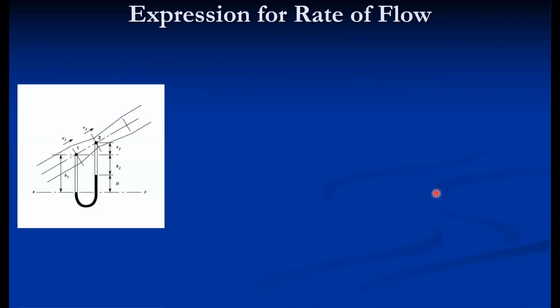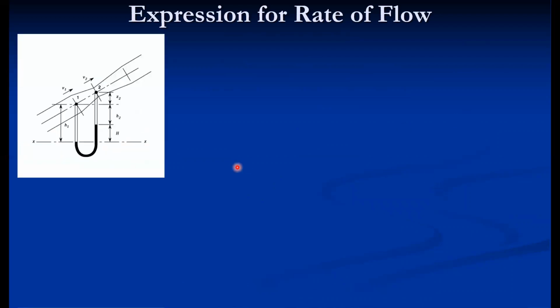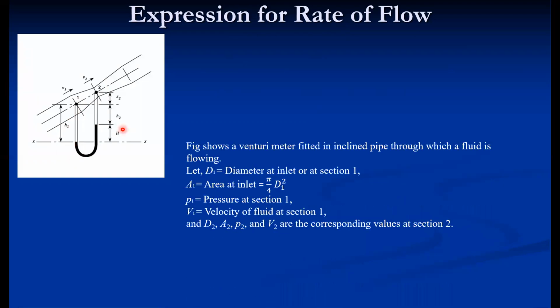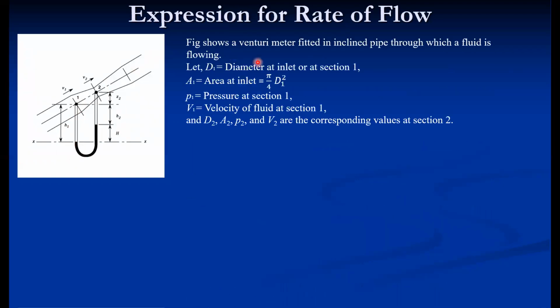Now we'll see how to measure the flow rate using a venturimeter. For that, we consider this cross section of our flow passage of the venturimeter. This is inlet section 1. This is the throat section 2. The pressure difference at these two sections is measured with the help of a differential U-tube manometer. This is a manometric fluid. The figure shows a venturimeter fitted in an inclined pipeline through which a fluid is flowing.